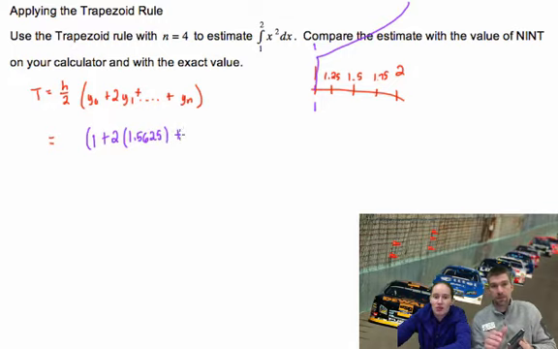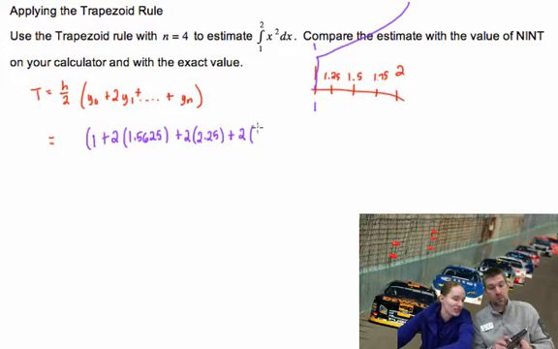All right, plus 2 times 1.5 squared, which is 2.25. Okay. Plus 2 times 1.75 squared, which is 3.0625. Okay.